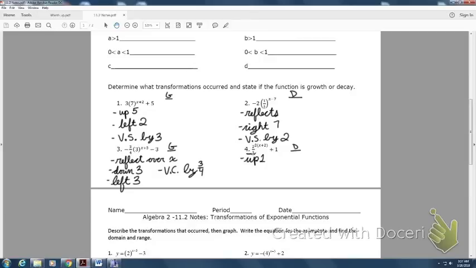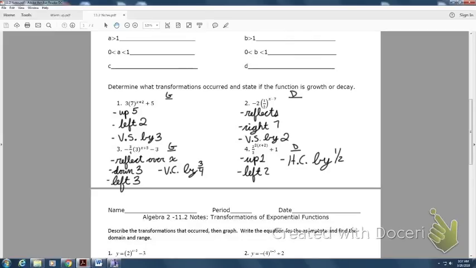Carolina, what's another one? Left 2. Starnes, what's the last one? Horizontal compressed by? By 1/2. Okay, so on the B value, it's always going to be the reciprocal. If it's horizontally compressed, it's horizontal compression because 2 is greater than 1, but the reciprocal of 2 is 1/2. So that's how you would describe the transformation.